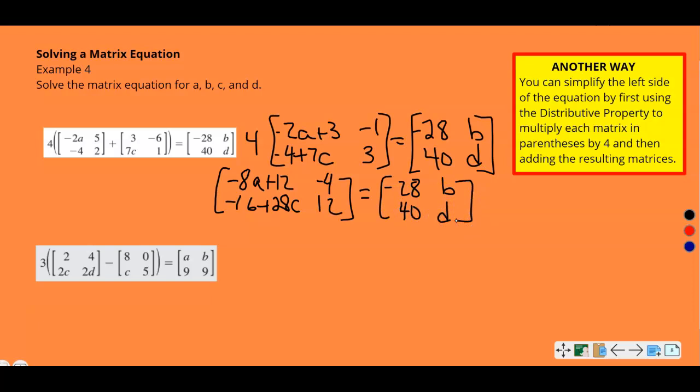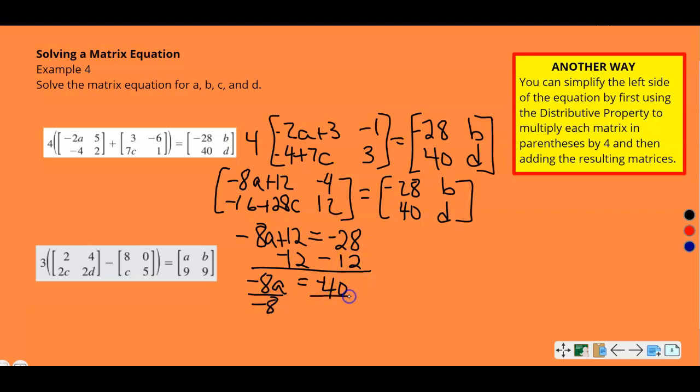All right, and I'm going to go ahead and use the space below here as well. So I'm going to have negative 8a plus 12 equals negative 28. So I can go ahead and solve this one now for a. So I'm going to subtract 12. Negative 8a equals negative 40. And then divide both sides by negative 8. And a equals 5. All right, once we find a, then we can move on to the next variable.